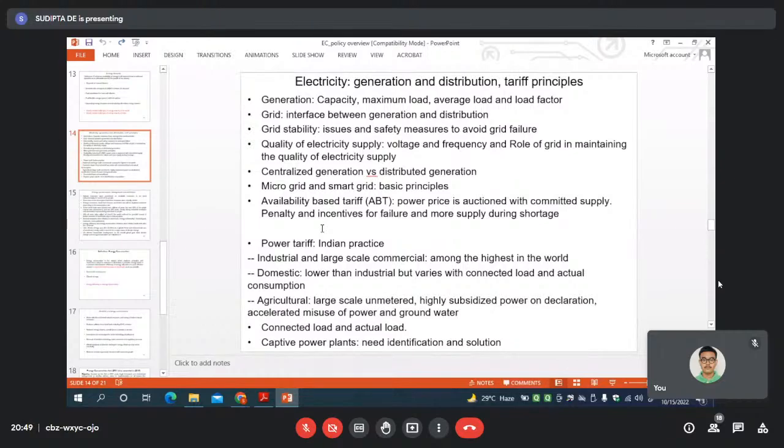Hence, an estimation of maximum demand must be there for the supply people.